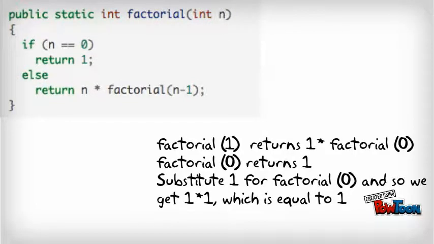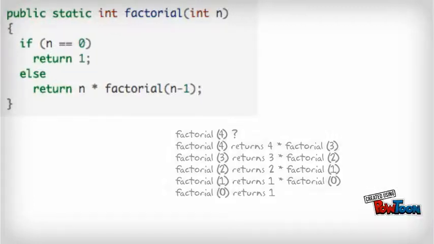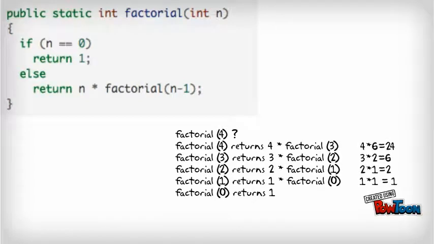So what happens when we call factorial of 1? It will check if 1 is equal to 0. It isn't, so it returns 1 times factorial of 0. We already know that factorial of 0 returns 1. 1 times 1 is 1, so factorial of 1 also returns 1. Now let's look at a more complicated example by calling factorial of 4.